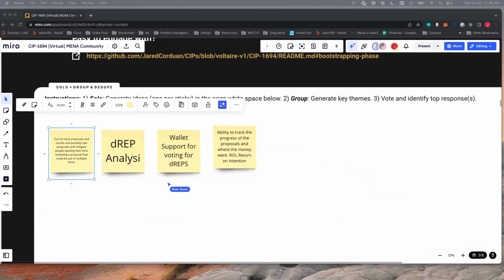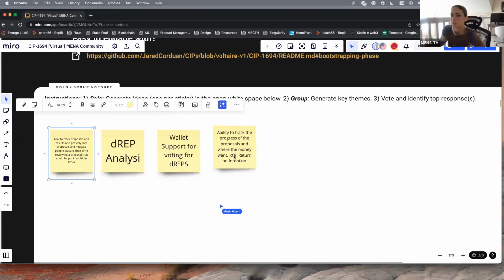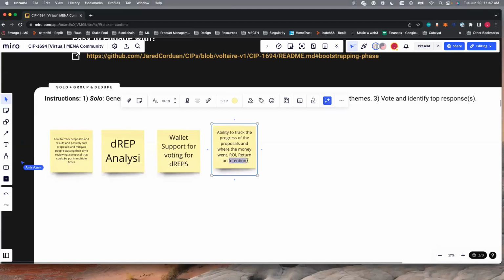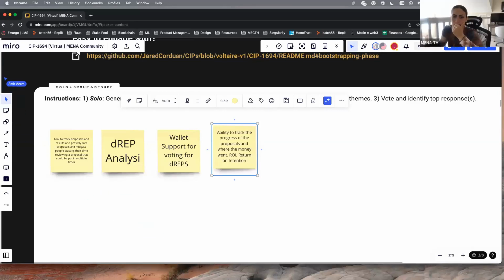So I wrote basically the ability to track the progress of the proposals and where the money went. What is the ROI? Initially, I remember in the launch of Catalyst, they were talking about ROI, return on intention. So we as the users should be able to know where this money came from, where the money went, and did they actually achieve what they promised the community? You mean DReps? Or the proposals themselves? Yeah, everywhere, all where all the money goes. That's very true.